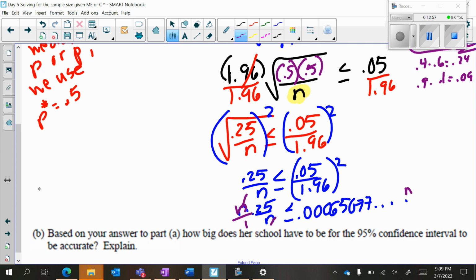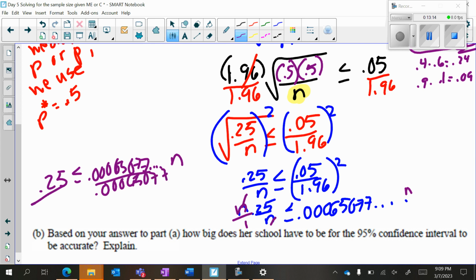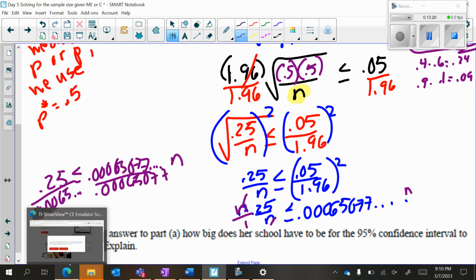Okay, so we're going to have 0.25 is less than or equal to that crazy number, 0.00065077 dot dot dot n. And then the last step is going to be divide by that number. And again, I don't really recommend that you round early. I think you should just round at the very end. Okay, so let's see what we get.